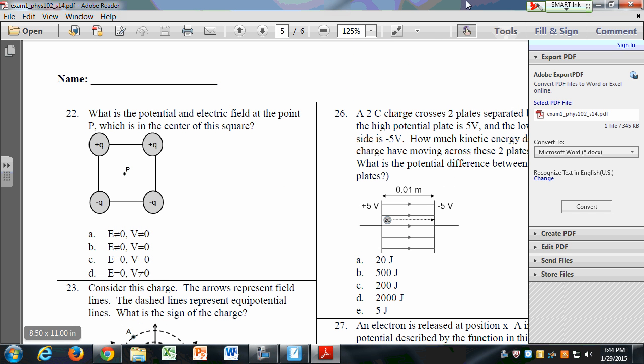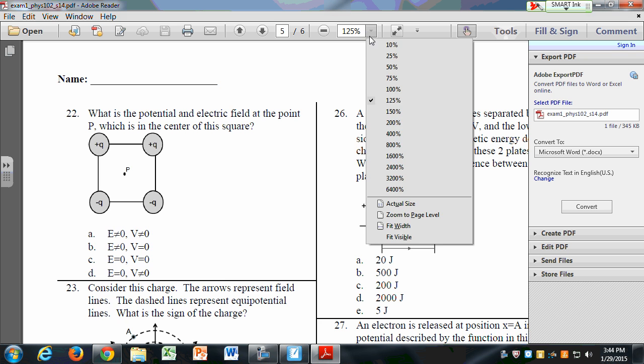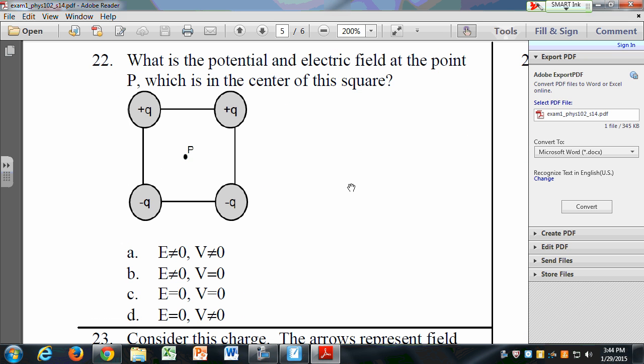I have this collection of charges. Again, another type problem that we'll see. And I want to know what is the potential and the electric field at the center of this square. Not numerically, just qualitatively. Is the electric field 0, or is it not 0? Is the potential 0, or is it not 0?